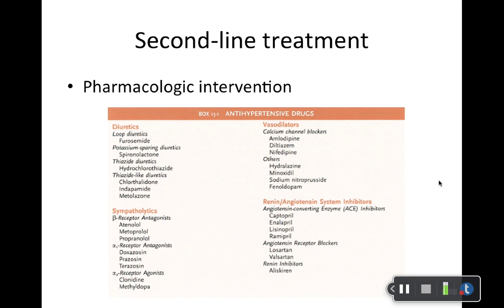This is not FYI stuff, right? This is the stuff I want you guys to learn. This is the second line treatment, again, according to guidelines. And this is the drugs, pharmacological interventions. We have drugs. Okay, I won't sing for you guys. Categorization, again, important. Look at them.